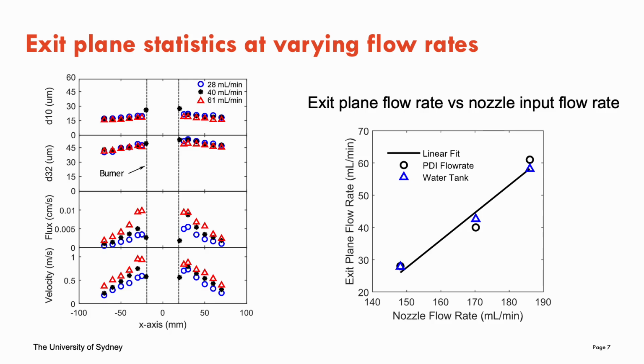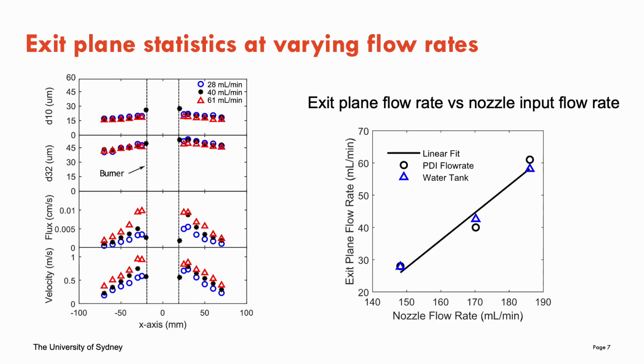But one thing we have to consider as well is that because this is a co-flow configuration, our input flow rate will not equal our output flow rate. The reason is that you get water deposits on the inside of the wind tunnel, which prevent water mist from actually leaving the wind tunnel.